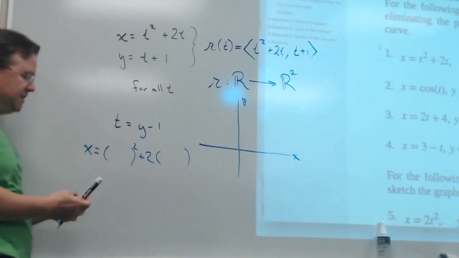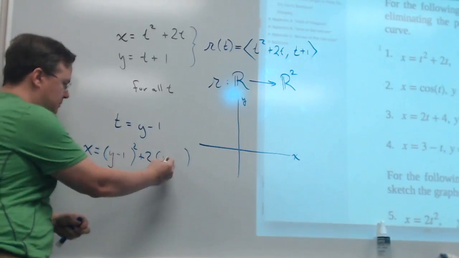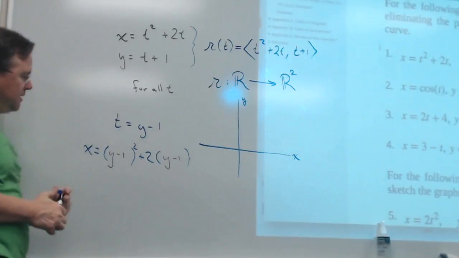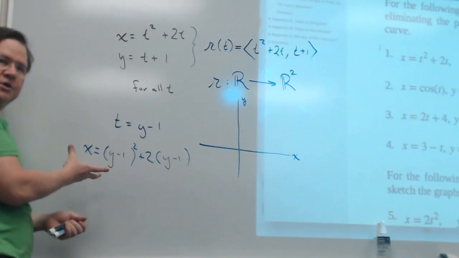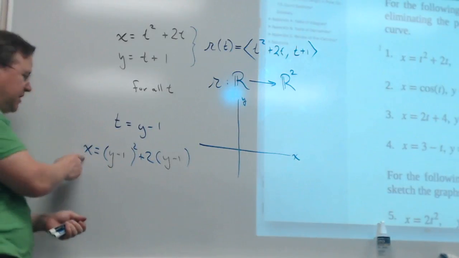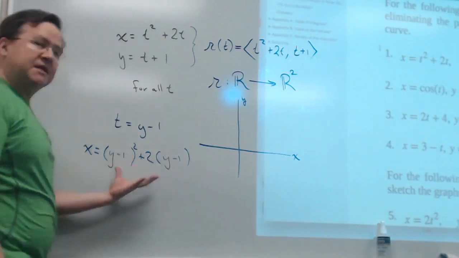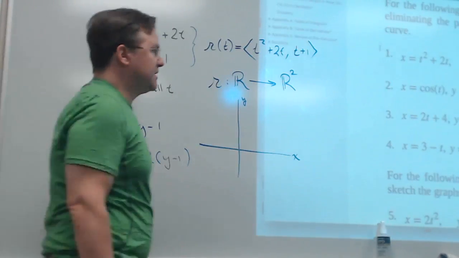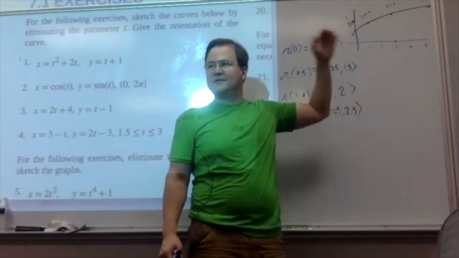So since t is y minus 1, I can substitute. And now it's a little more clear that I have a quadratic equation. A sideways quadratic equation, right? Usually it's y equals, but this is x equals. So once I get to this point, already I can see that this is a piece of a parabola, right?